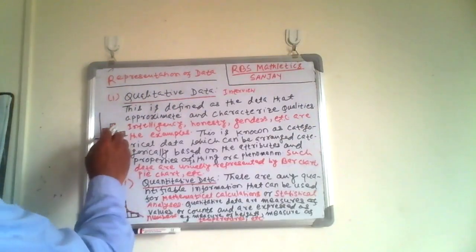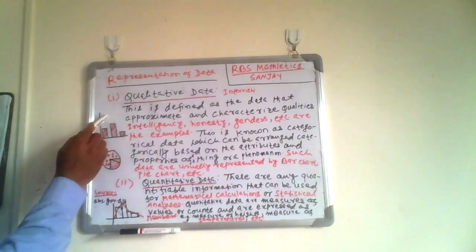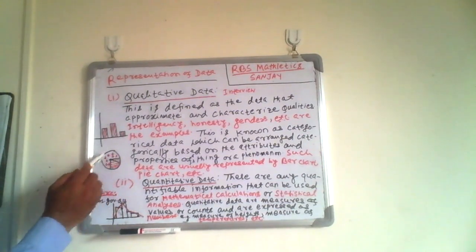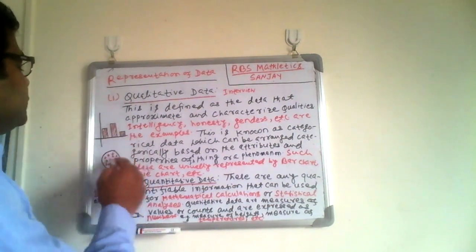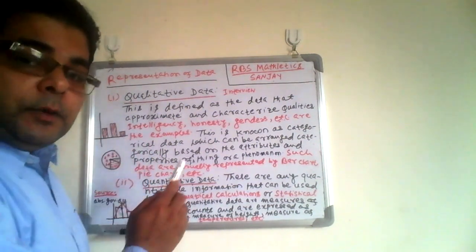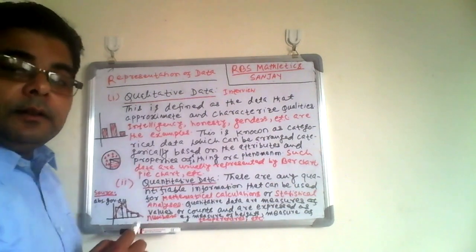You can see these two diagrams here. This is a bar chart and this is a pie chart. Usually the bar chart and the pie chart are used for diagrammatic representation of qualitative data.